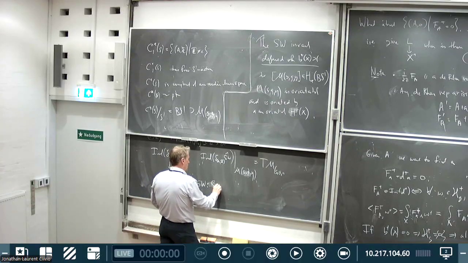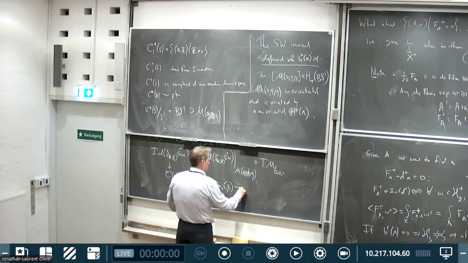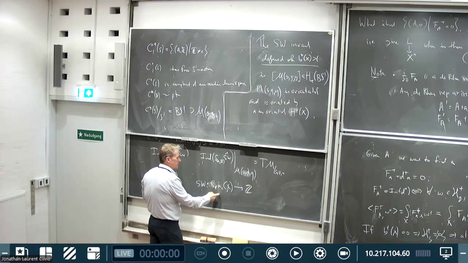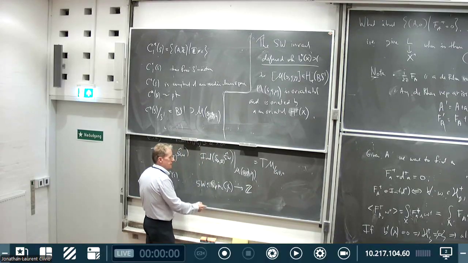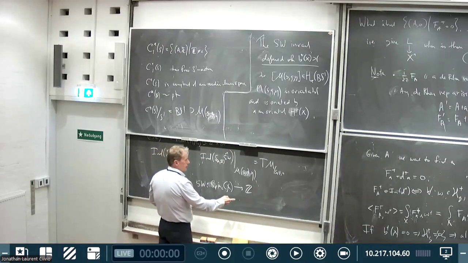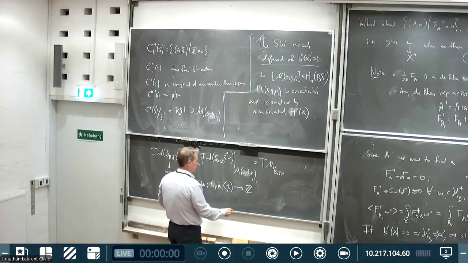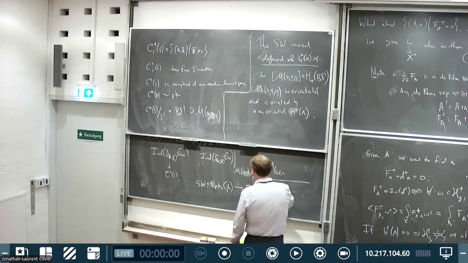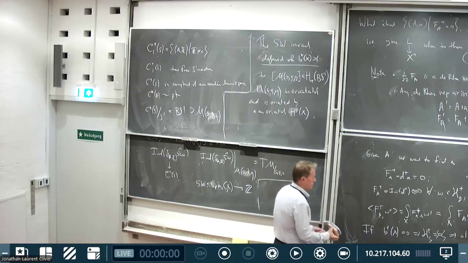This Seiberg-Witten map for a manifold with b1 equals 0, we're going to have here from spin C structures to the integers. It's 0 if d of S is not even. Such that, maybe this rings a theorem.